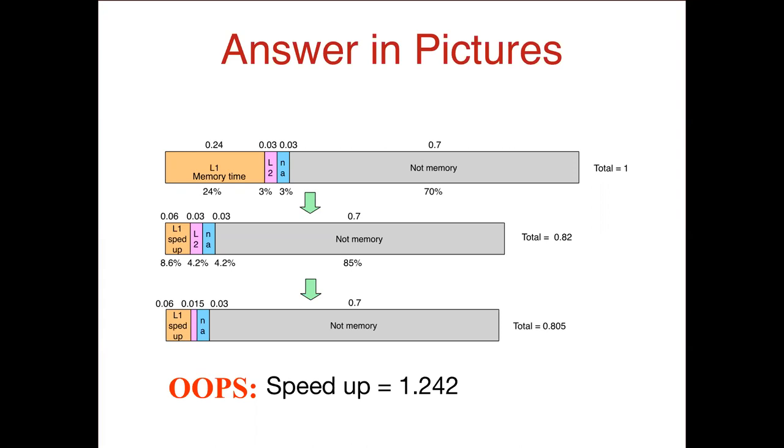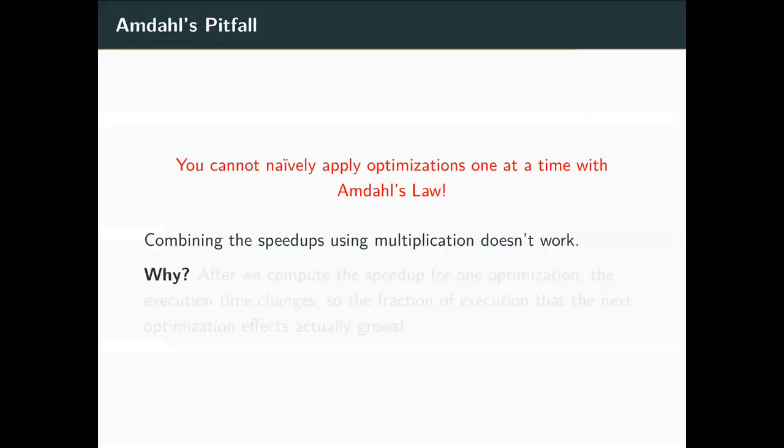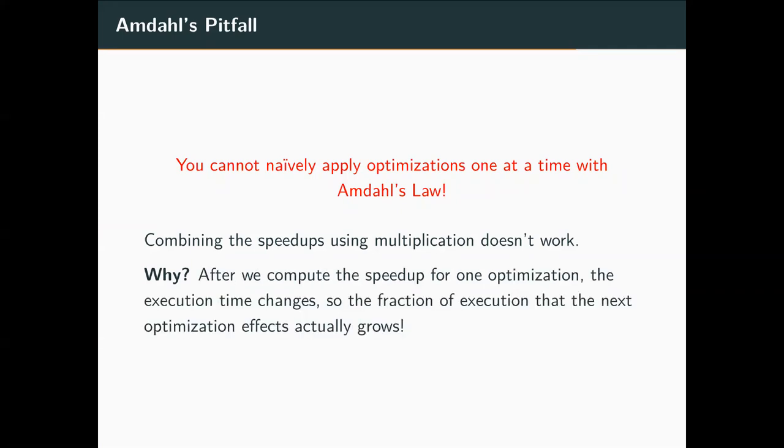And yeah, Amelia, you have it. I think you have it right as well. So the conclusion is we can't naively apply these optimizations one at a time with Amdahl's law. That's not going to work. And exactly what Kyle was saying, after we compute the speed up for one optimization, the total execution time changes. So the fraction of the execution that the next optimization affects is going to go up, which is good, because it means that the speedup is going to be actually greater.